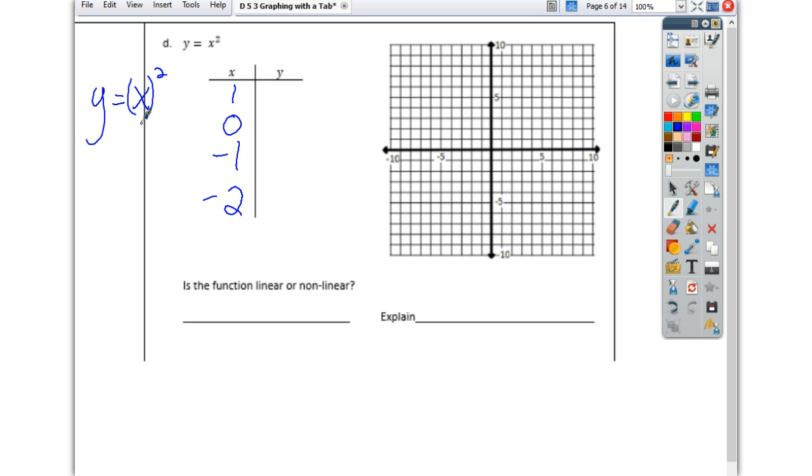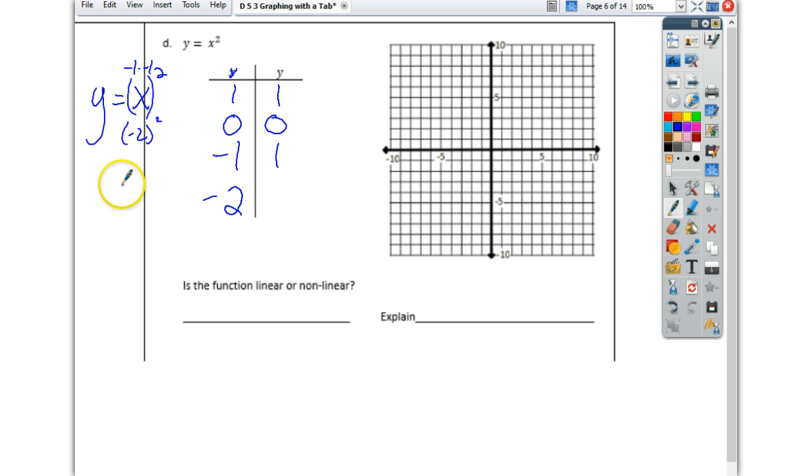Put parentheses around your x, your variable. Now let's take our x. We're saying our x is a 1. What is 1 squared? 1. Still equals a 1. What's 0 squared? Still a 0. What's -1 squared? 1. -1 times the -1 is? 1. Positive 1. What's -2 squared?